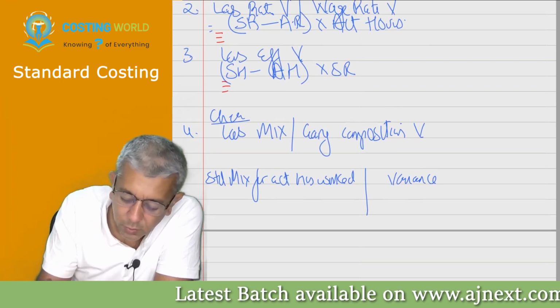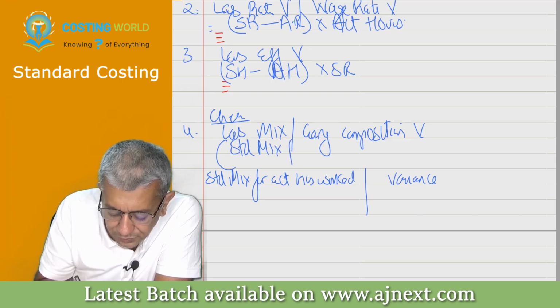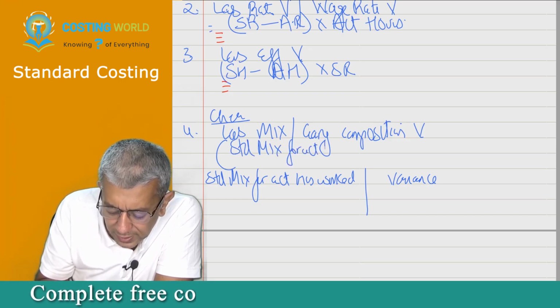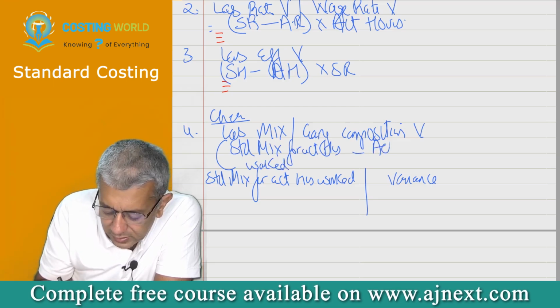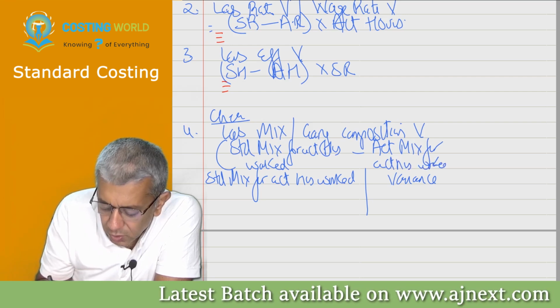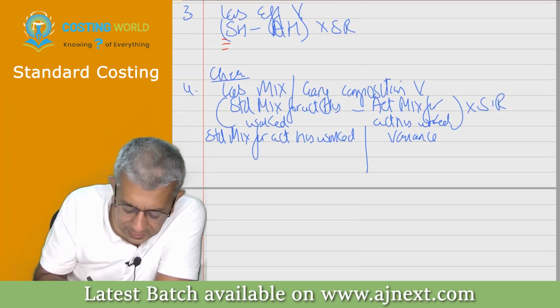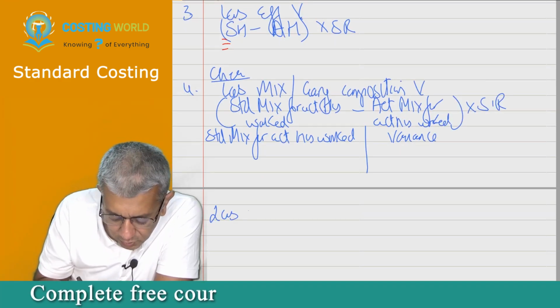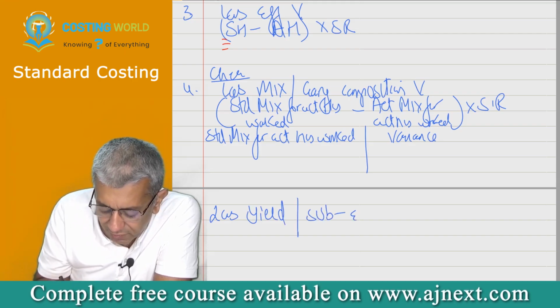So in case you want to make some formula out of it, it will be standard mix for actual hours worked minus actual mix for actual hours worked, obviously multiplied by standard rate. And lastly, in this particular case, the fifth one is called labor yield variance, also called sub efficiency variance.